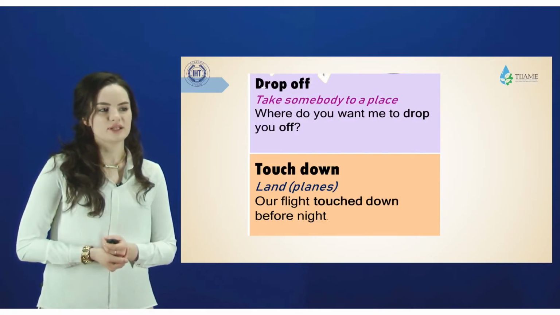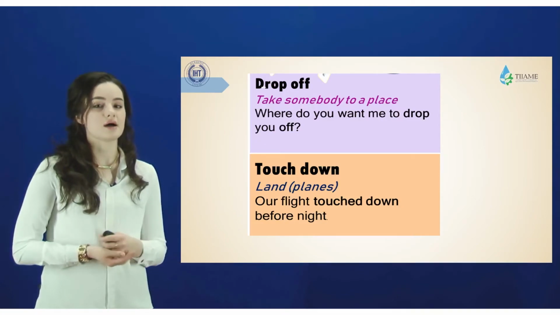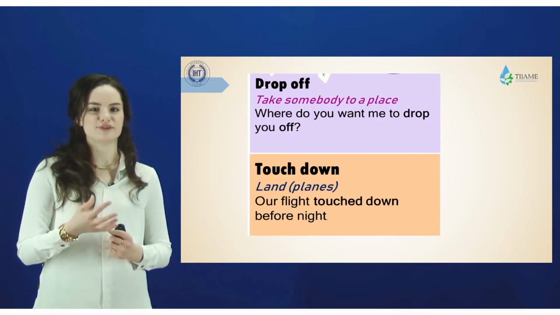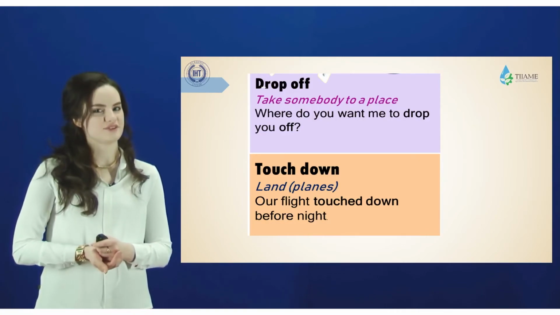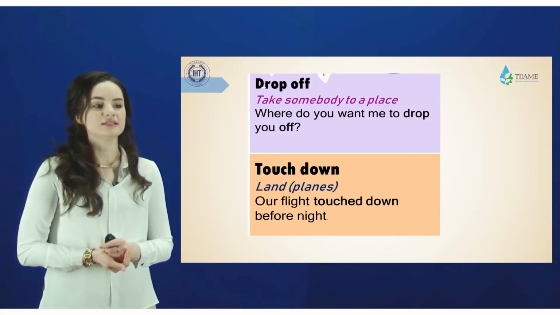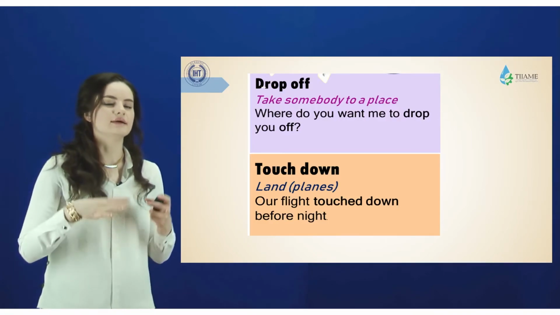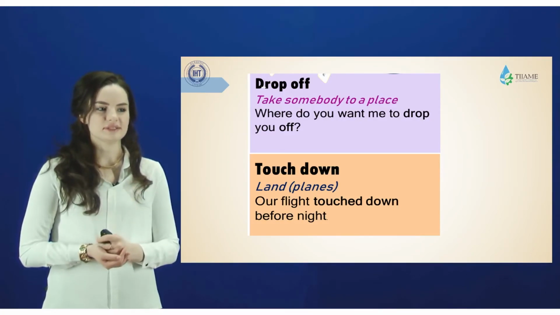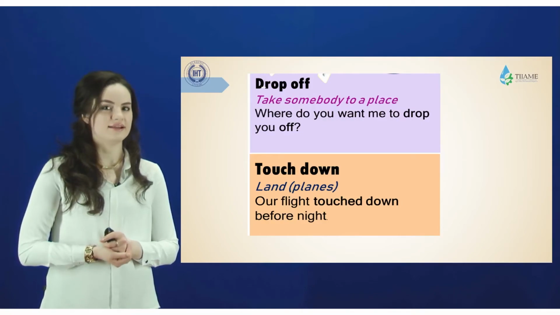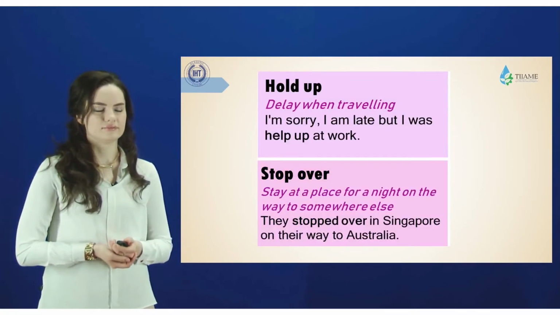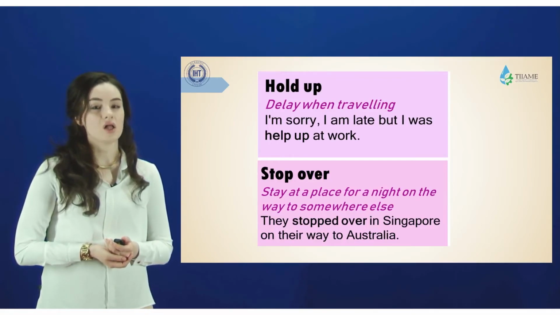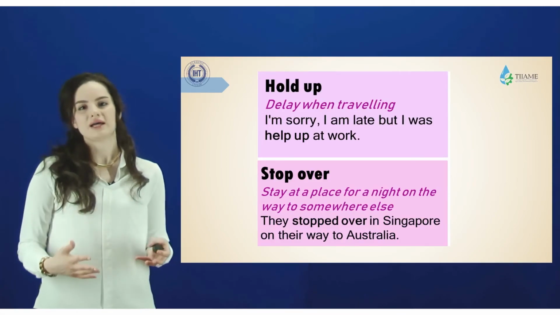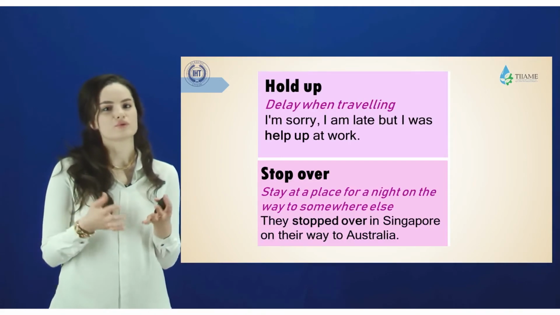Drop off. Take somebody to a place. Examples are also provided with my phrasal verbs. That's why try to remember and try to use them in your daily speech, as I told you in my previous lesson already. Next one, touch down. Land. It's a successful landing of your plane, for example, our flight touched down before night. Hold on. Delay when traveling. Hold on means that you stay in some place for a while, and the reasons may of course be different.